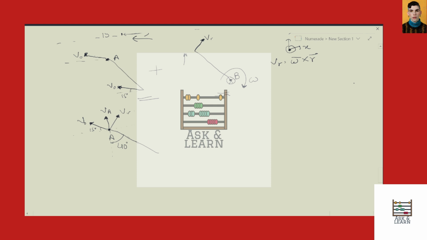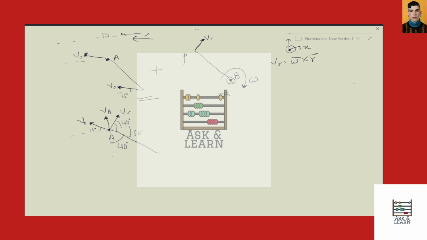This angle is 40. If this is our horizontal line, then this angle will be 50 because this is 90 minus 40. Since this is perpendicular, this angle is 90, so this angle will be 40. Now we have figured out most of our angles, so let's write down the vector equation.